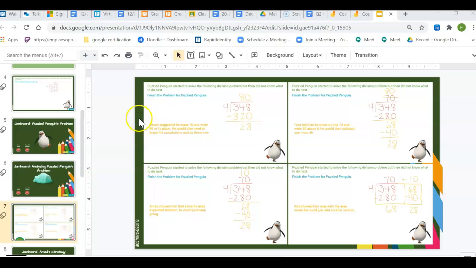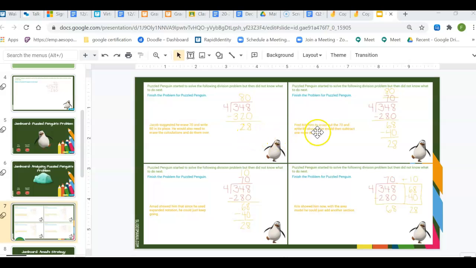So I've gone back to our slides, guys. On your next slide, you'll see all the different solutions on one page now, so you don't have to keep flipping back and forth. Jacob, Fred, Ahmad, and Chris have their own solutions, and we can look at them and tell the difference. Jacob had the penguin fix the problem by erasing numbers to show how to subtract 80 groups of 4 to equal 320, closer to the dividend.